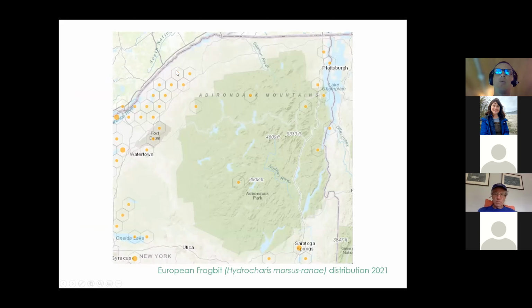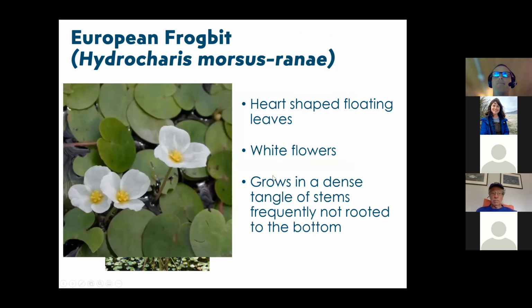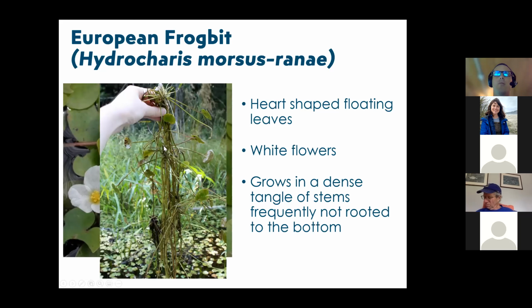And you can see here that it's coming from the Great Lakes and Canada, so you see more prevalent towards the west of us. It has these heart-shaped leaves with white flowers, floats on the surface, and grows in dense tangles of stems that are frequently not rooted to the bottom. So if you pull it up, you'll see a lot of different stems and little root structures, but they don't go all the way down into the substrate.